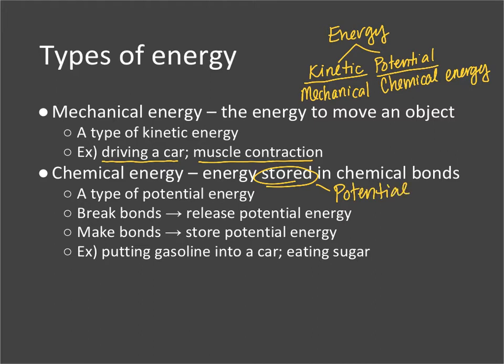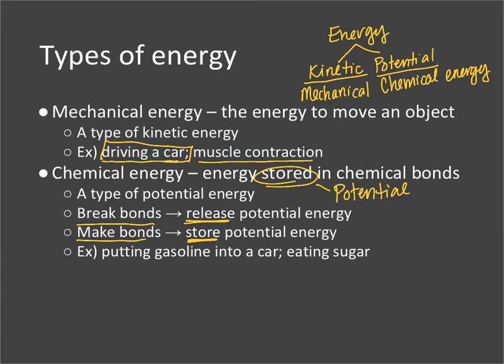And so chemical bonds actually are able to store energy in them. If you break those bonds, you typically release that energy to be used by something else. If you make bonds, you're actually storing that energy to be used at a later time. So let's go back to our example of driving a car. When you drive a car, your car in motion has mechanical energy. The car itself has kinetic energy. There has to be mechanical energy to move the wheels to make the car go forward.